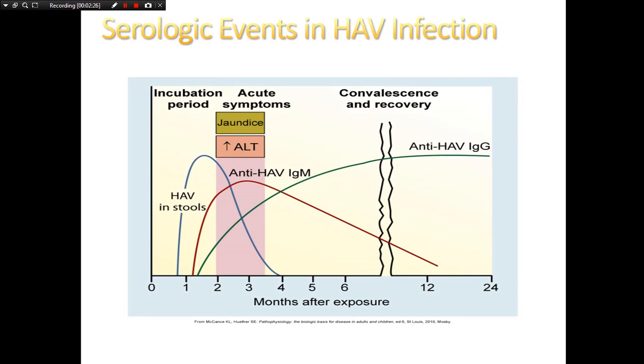The serologic events in HAV infection: right before the first month, during the incubation period, if you check somebody's stools for the virus, they'd be positive. Somewhere between 2 to 3.5 months, the patient might present with acute symptoms, jaundice, and elevated liver enzymes, and the IgM antibody test would be positive at its peak, which checks for an acute infection. Convalescence, the recovery period, is somewhere between 6 to 12 months, and like we said, IgG antibodies indicate lifelong immunity to HAV.